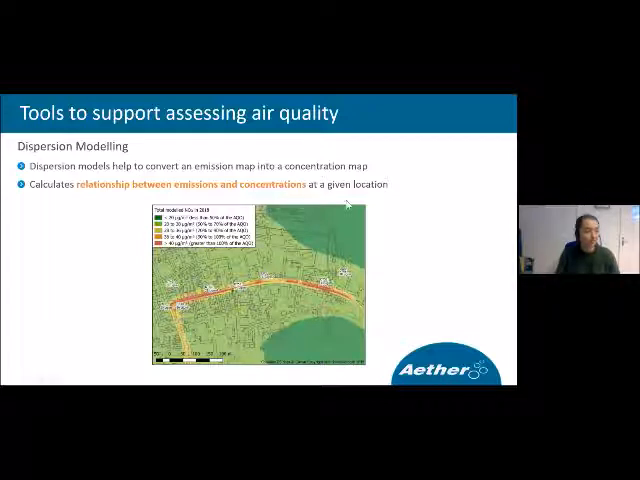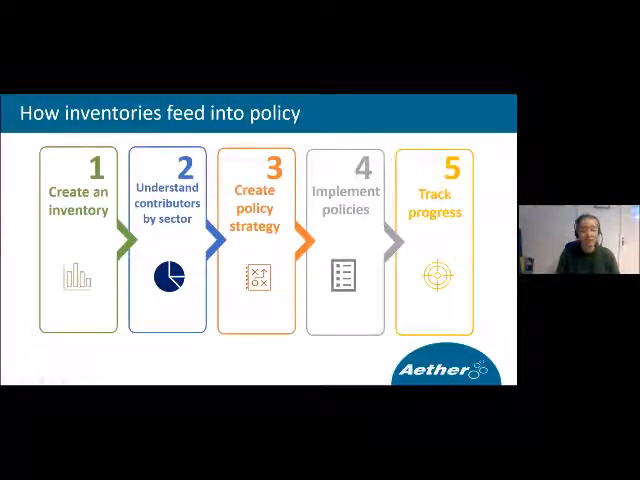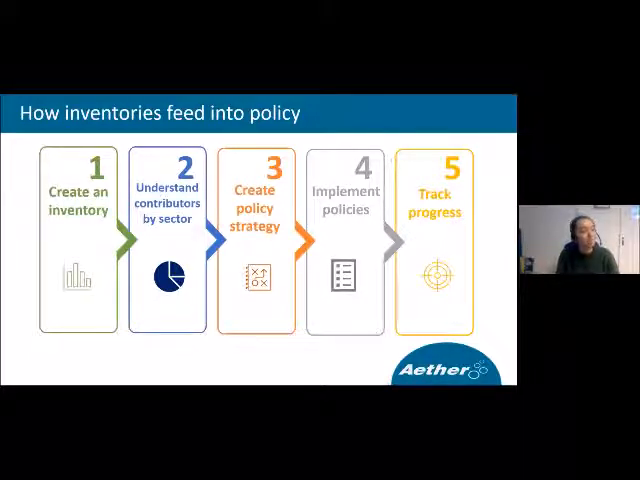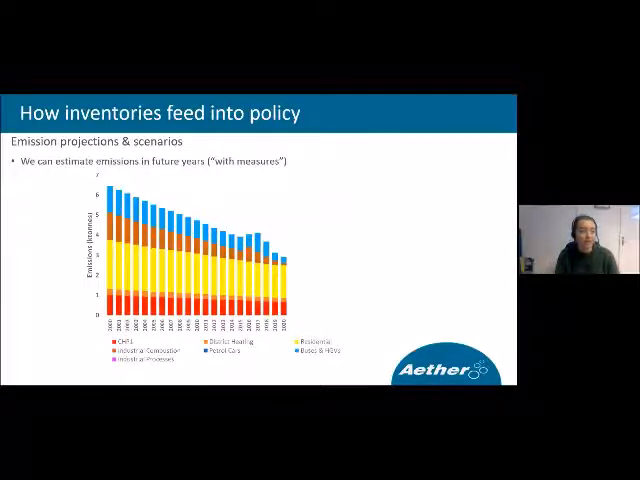Okay, and then briefly, we've touched upon this. So how do they feed into policy? Once you've created your inventory and you've understood what the main sector contributors are, then you can start to develop a policy strategy, implement those policies, and then track your progress. So this is an example of a time series.